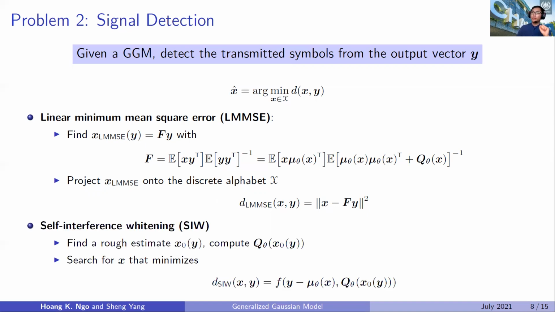Now the next detector is called the self-interference whitening, and it is motivated by the fact that if we fix the covariance matrix in the ML detection metric, then the metric can be easily minimized using nearest neighbor decoding algorithms such as sphere decoding. So in the first step, we find a rough estimate of the input signal. We compute the covariance matrix with that rough estimate, and we plug this covariance matrix into the ML detection metric, and we search for the input, so for the signal that minimizes that metric, using the nearest neighbor decoding. And we can also iterate between the two steps.